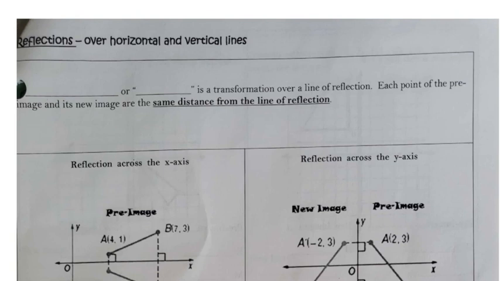So, a reflection, casually known as a flip, is a transformation over a line of reflection, like the mirror. Each point of the pre-image and its new image are the same distance from the mirror. Sorry, from the line of reflection.